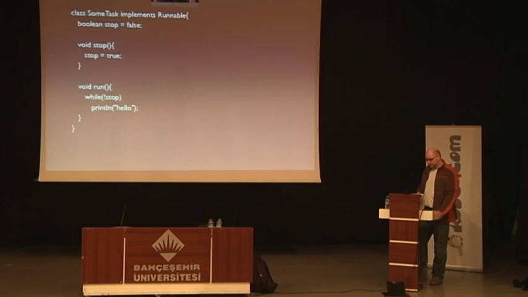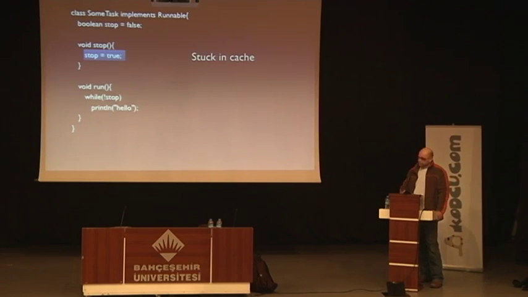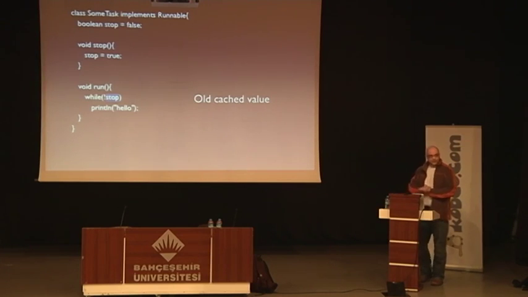Now, if you take a look at this runnable, then it can also happen that on the stop method, this write is going to be stuck in a cache. And it can, of course, happen that on the while loop, the read is going to be stuck in a cache. So now we have 2 causes found why the examples can fail. It's instruction reordering and visibility.